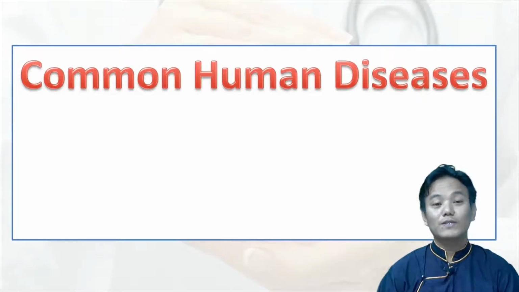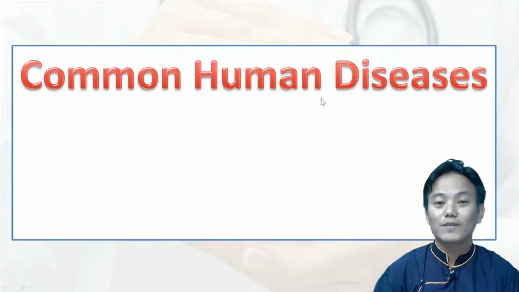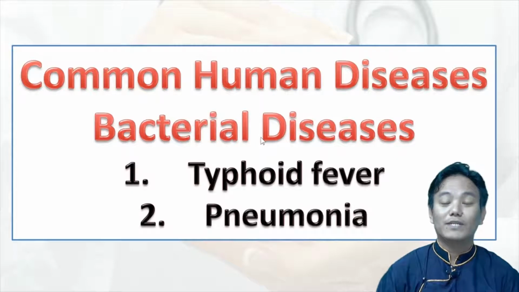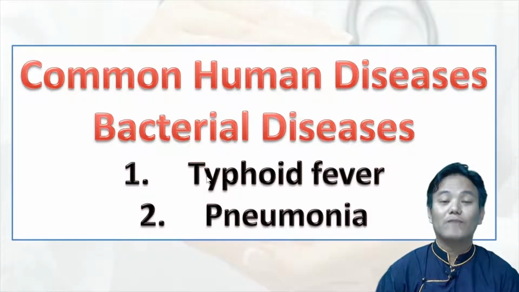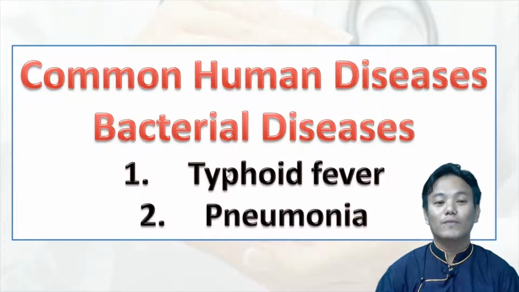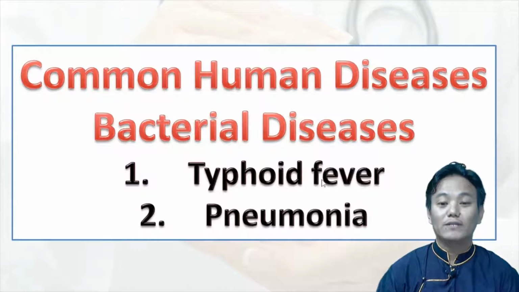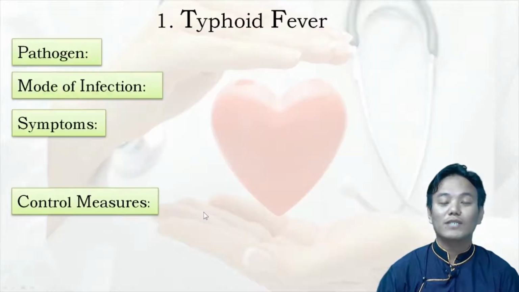So in our discussions regarding common human diseases, we will start with bacterial diseases caused by different kinds of bacteria, right? In this case, we have two bacterial diseases which we have to discuss in detail, and the rest you have to research on your own. The two bacterial diseases given in your textbook are typhoid fever and pneumonia. So we will start with typhoid fever.